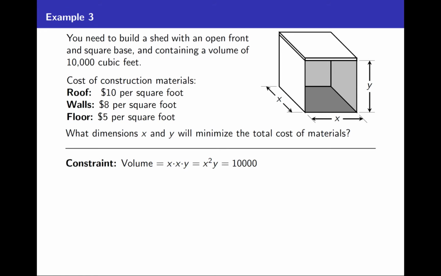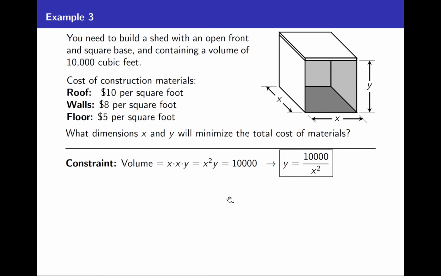Well, in this problem, there's actually a constraint. Way up at the top, it stated that the volume enclosed in this shed should be 10,000 cubic feet. So the volume is length times width times height, which is x times x times y. That's x squared times y. And that has to be 10,000 cubic feet. So right away from that, we could solve for y, and we figure out that dividing both sides by x squared, y has to be 10,000 over x squared.